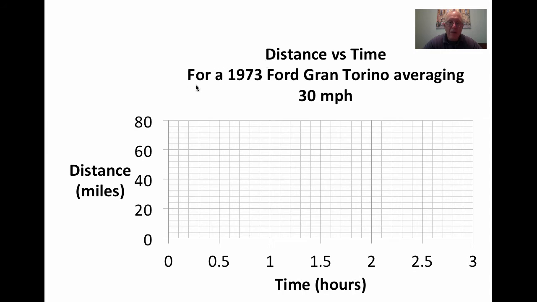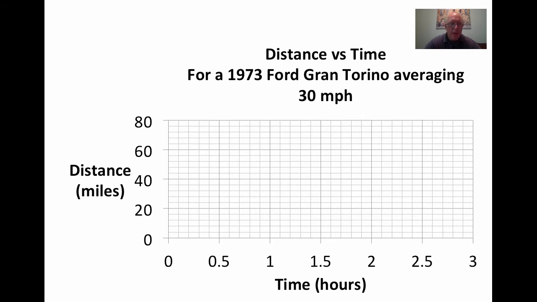Now I've added in for a 1973 Ford Gran Torino averaging 30 miles per hour, but distance versus time will be enough. I just threw this in here so I can go down memory lane with my first car ever. Ooh, that was a nice car.